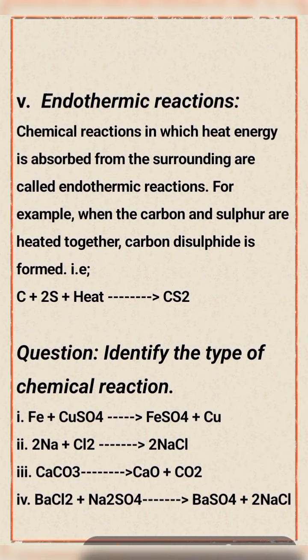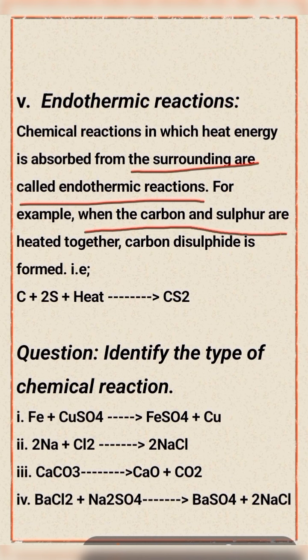Chemical reactions in which heat energy is absorbed from the surroundings are called endothermic reactions. Clear? For example, when carbon and sulfur are heated together, carbon disulfide is formed. Okay, that is the chemical equation: C, that is carbon, plus 2S plus heat forms carbon disulfide, CS2.